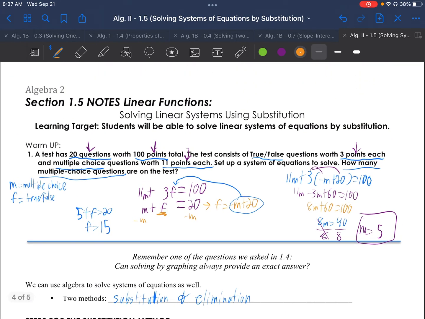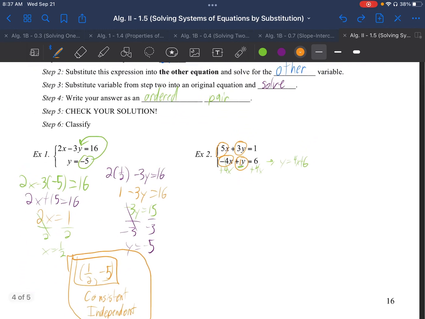So going back to our warm-up, I chose this F. Well, this F or this M in the second equation would have both had a coefficient of 1, and so would both be great options. I would not have wanted to choose the first M or the first F because they have a coefficient of 11 and 3 respectively.